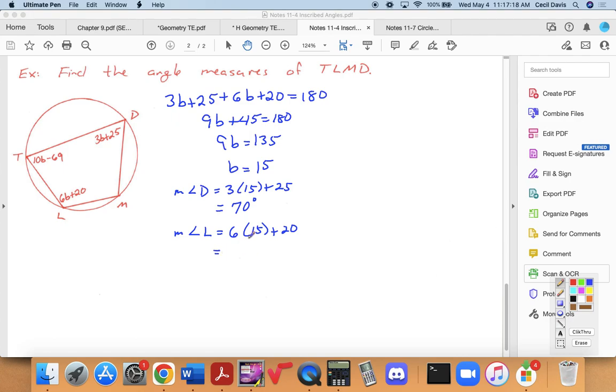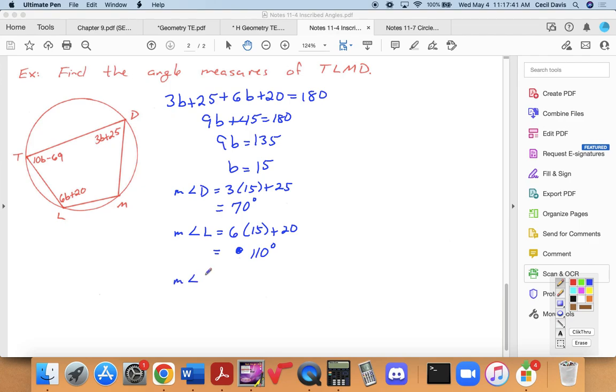Let's see, 6 times 15 is 90. Plus 20 is 110. And that should check out that those two are supplementary. And it does. But now we can keep going.